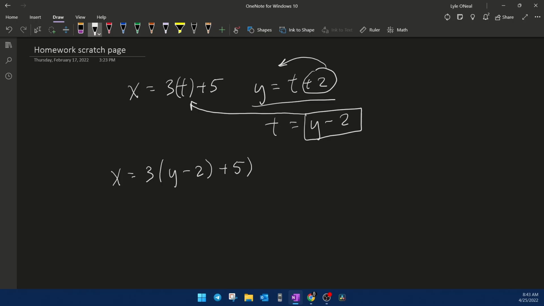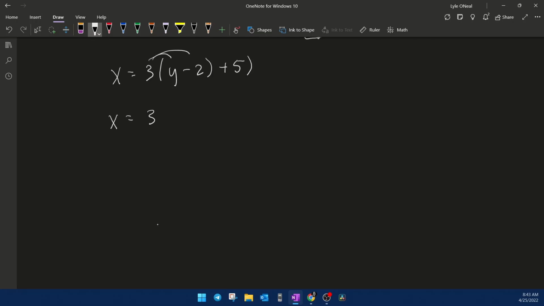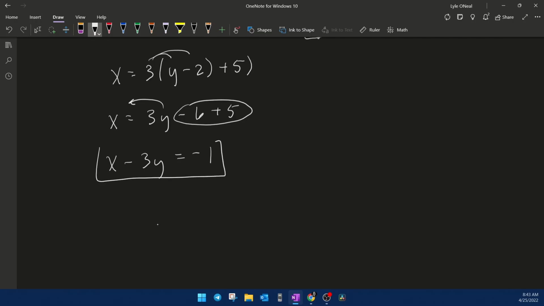And then you can simplify. Technically, this is the answer, but I'm going to go ahead and simplify this and maybe write it in standard form. So we need to distribute the 3 first. x equals 3y minus 6 plus 5. Combine like terms. We're going to have x. I'm going to go ahead and move this 3y over as well, making that minus 3y equal to negative 1. And this should be the standard form of our equation.